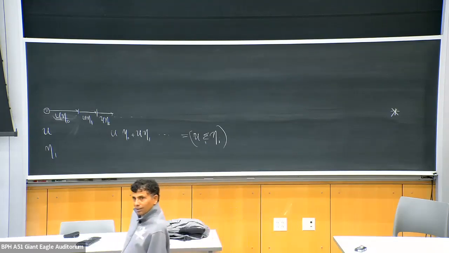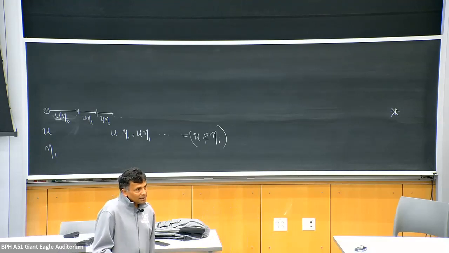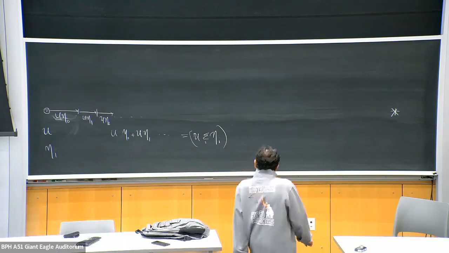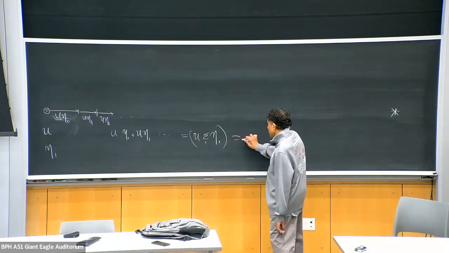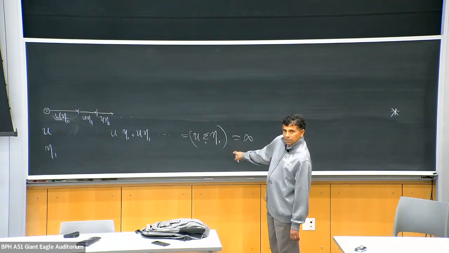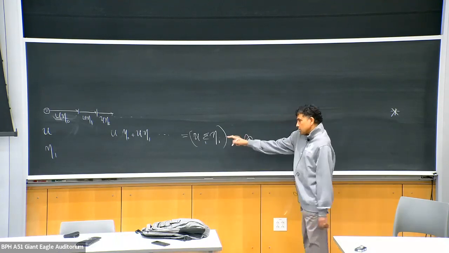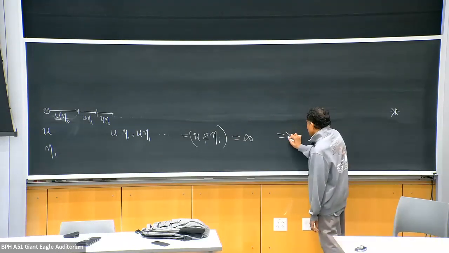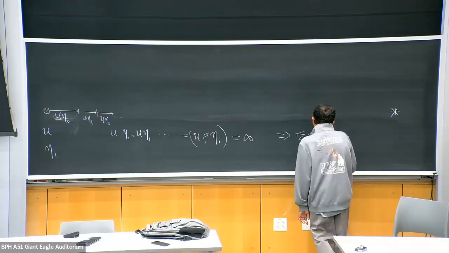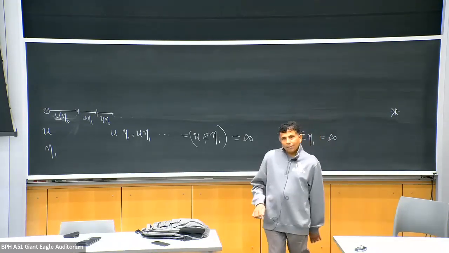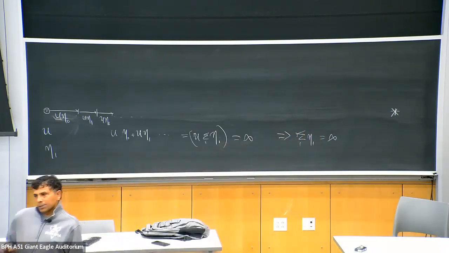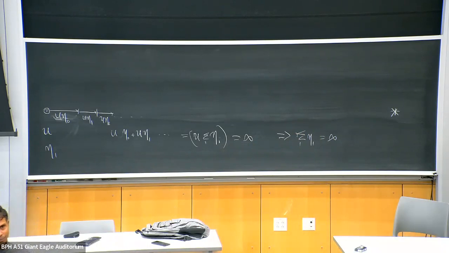Someone: Summation is infinite. Pardon me? No, eta should be infinite. Yes, this has to be infinite, right? If you're infinitely far away, eventually you must get there after infinite steps, right? And because u is a finite number, this means summation of eta i should be infinity. For the incremental updates business to work, you should be able to cover infinite distance eventually. That makes sense to everybody?